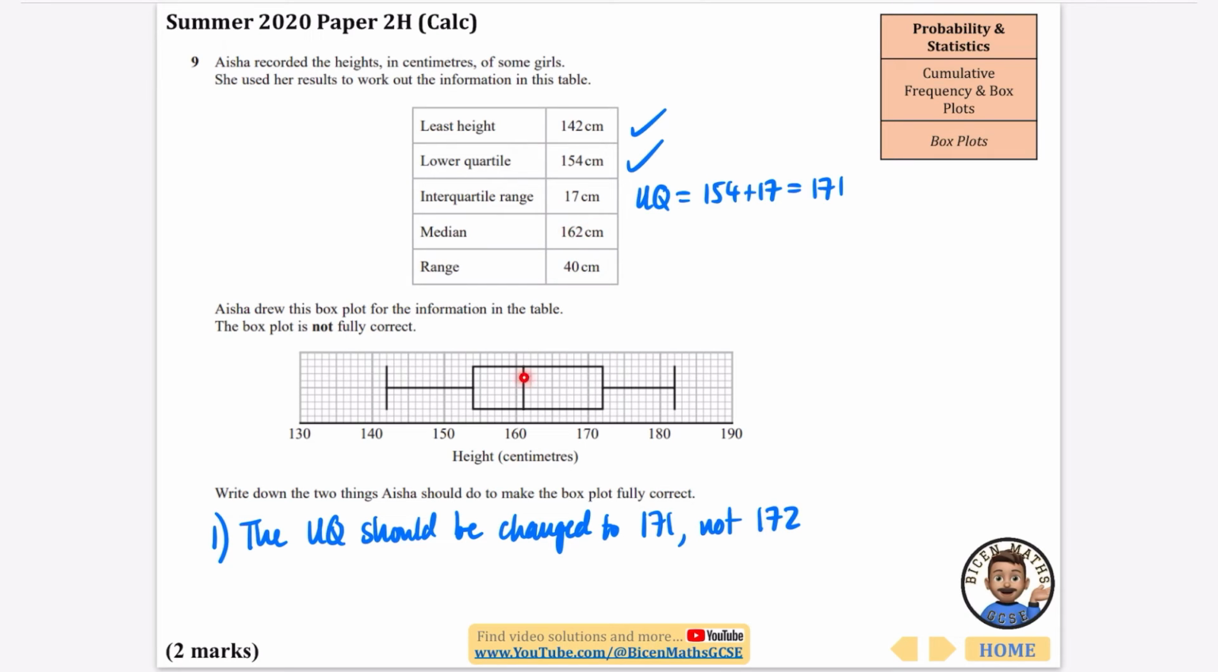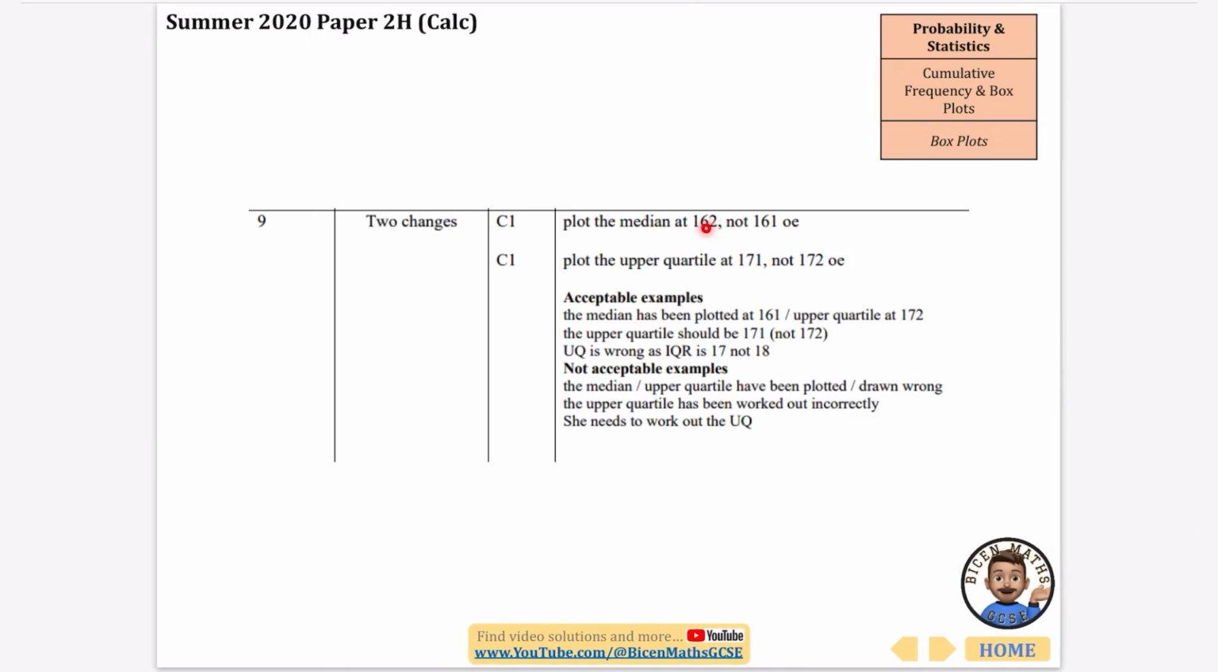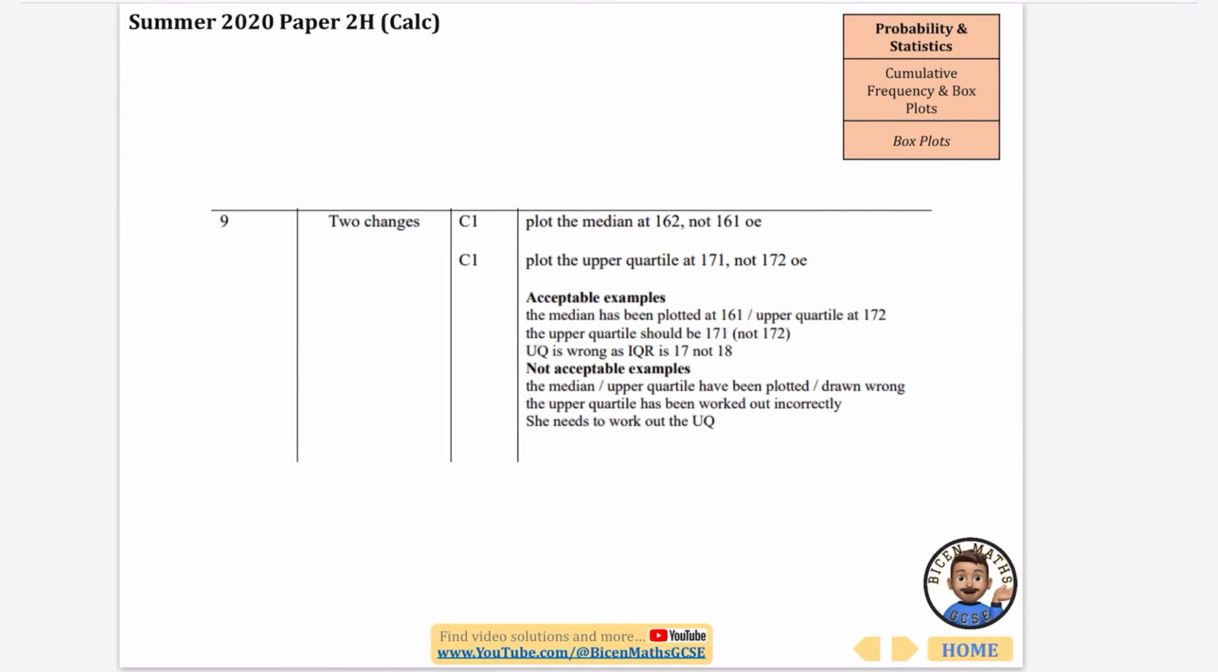The median is 162, and that's actually at 161, so that thing is wrong. So I'm also going to say the median should be changed to 162, not 161. And the last part is actually correct for the range because it's going from 142 to 182. So these are the 2 things that could be said here for those 2 marks. Let's double check we've got them. Yeah, the median should be at 162, not 161, and the upper quartile should be at 171, not 172.